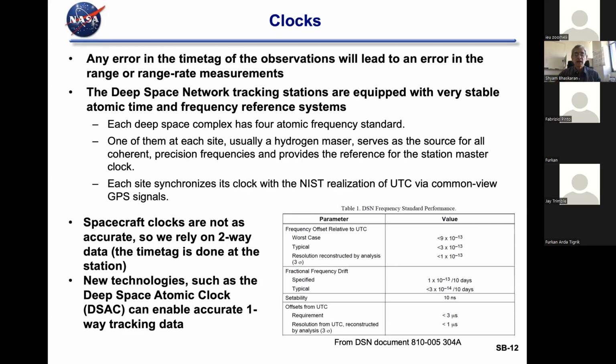But this requires accurate clocks. We're getting to the point now where the DSAC, for example, might be useful in future missions, so that we can use this more often with this accurate clock.